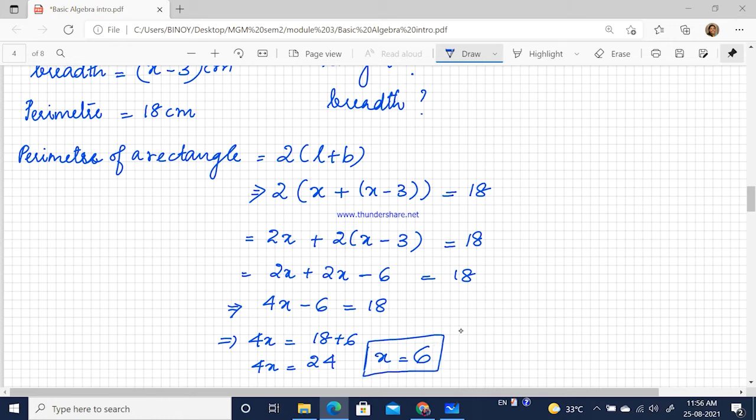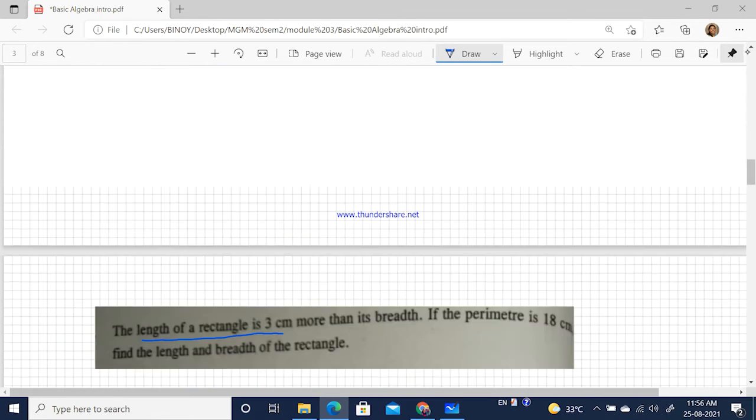And so x will be 6, which means length is equal to 6 centimeter. Length is 6 centimeter. And what about the breadth? So breadth is 6 minus 3, that is 3 centimeter. Okay, this is how you have to find the solution.